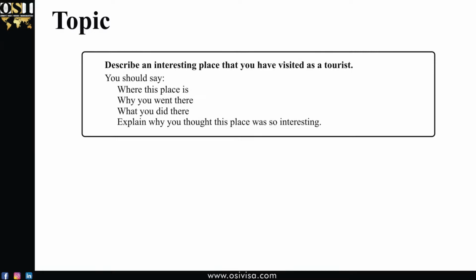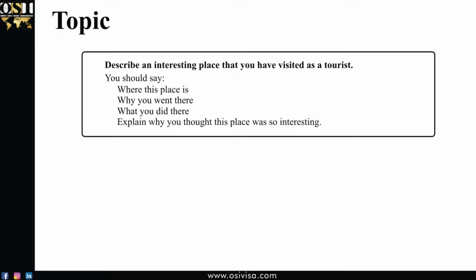Now, what I would like to do is take a topic for Part 2, and then we'll break down what it means, and then I'll show you 2 different methods, one of which you can use in the real test and see if it works out for you. So let's get into the slide and see what our topic is. There it is: describe an interesting place that you have visited as a tourist. Now these are the 4 bullet points. Like I mentioned, there are always going to be 4 points accompanying the main topic.